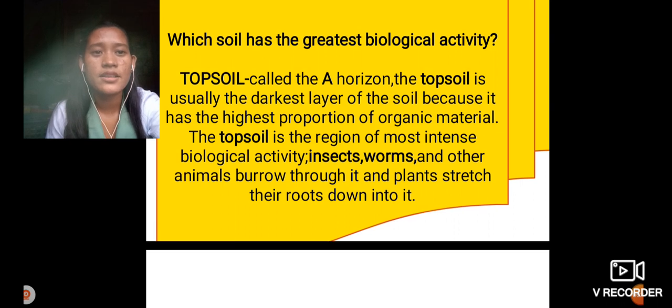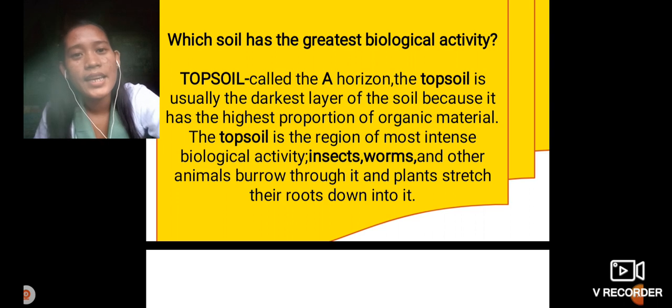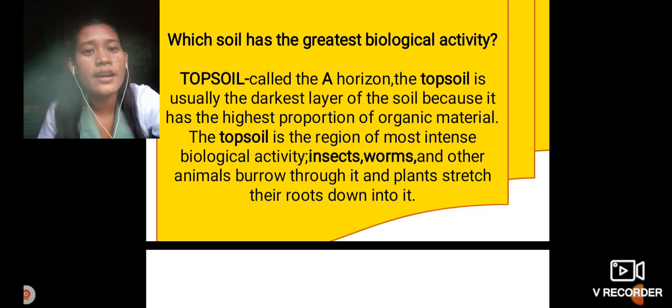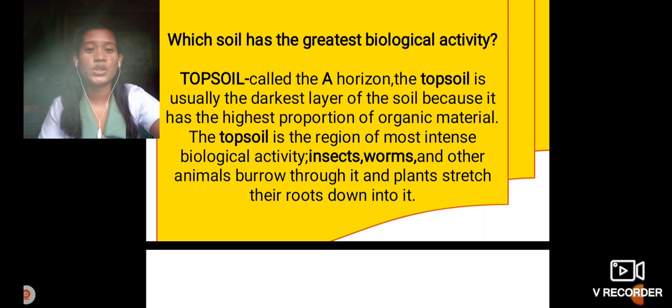Which soil has the greatest biological activity? Topsoil. The topsoil is usually the darkest layer of the soil because it has the highest proportion of organic material. The topsoil is the region of most intense biological activity. Insects, worms, and other animals burrow through it and plants reach their roots down into it.